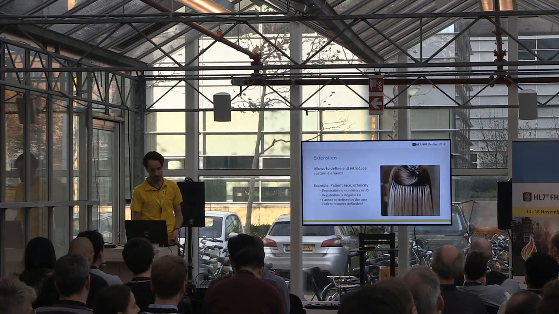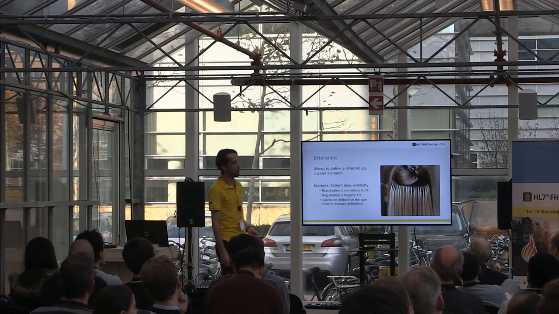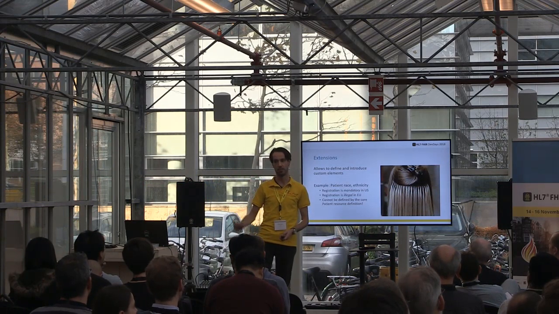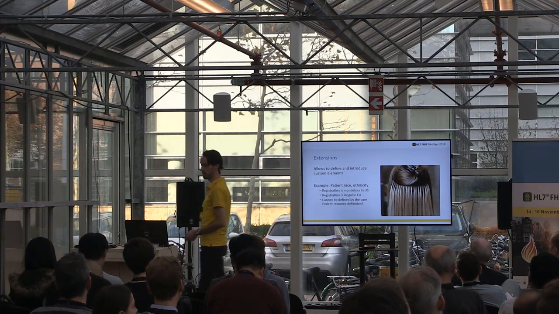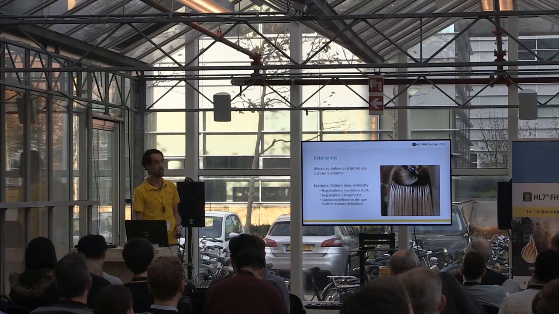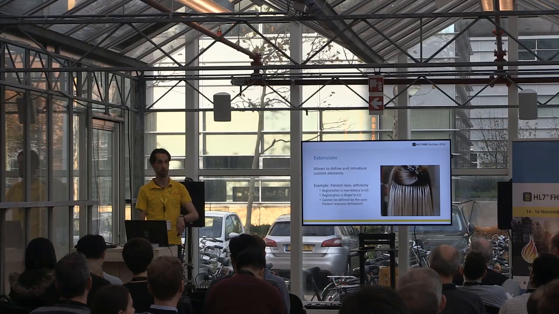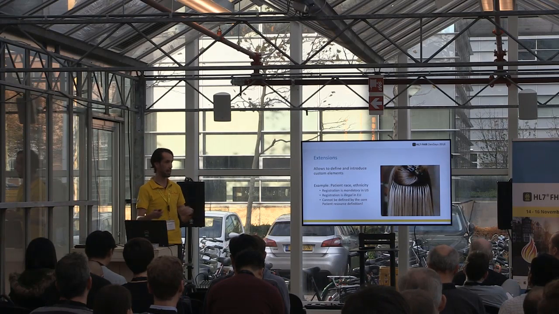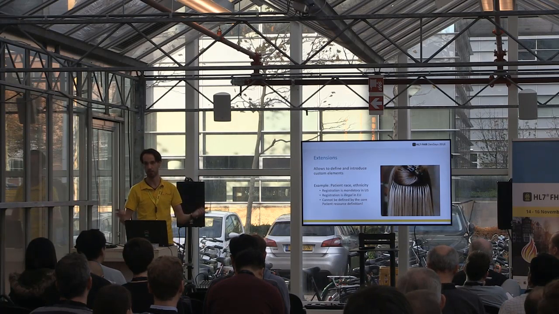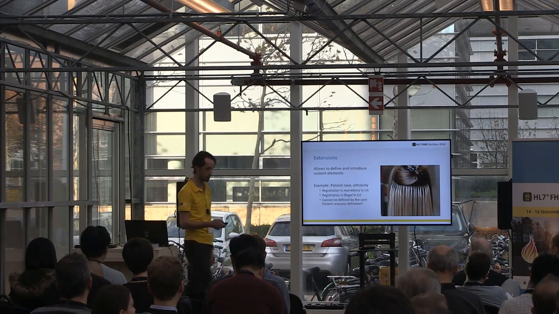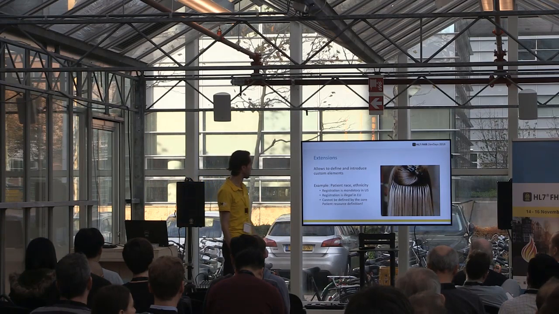So extensions. Well, often you need to add some elements. For example, in the United States, it's mandatory to administer race and ethnicity. In Europe, it's forbidden. So what do we do? We can't put that in the standard, because any choice we would make would violate laws in a country. So you need extensions.